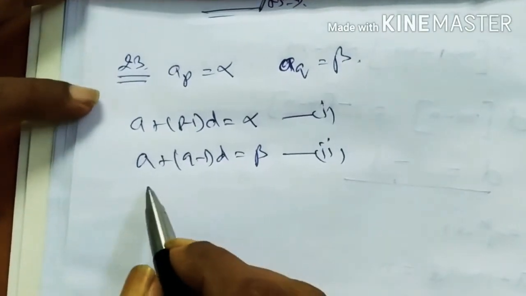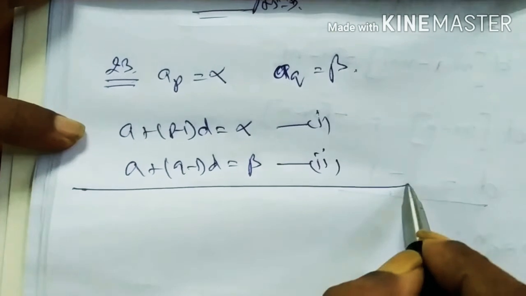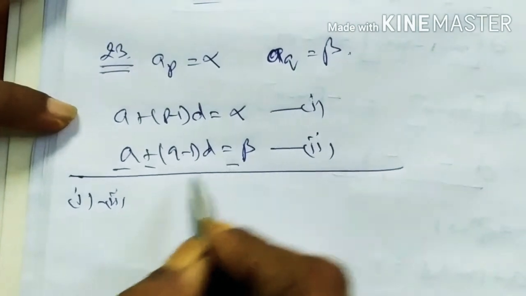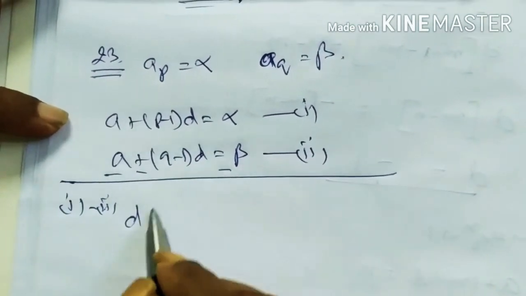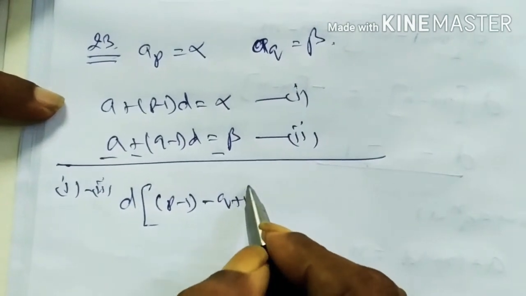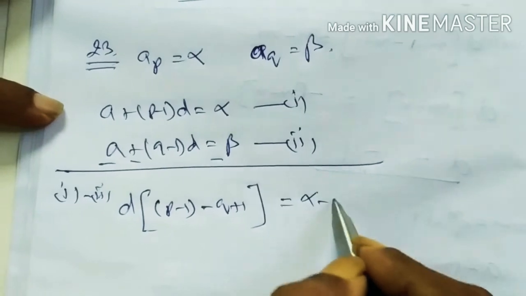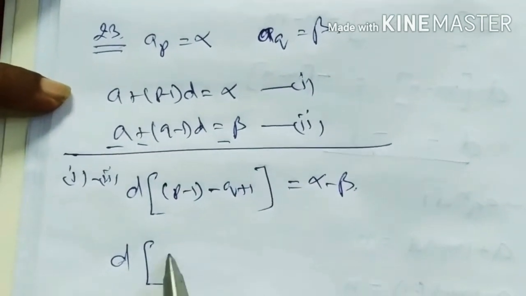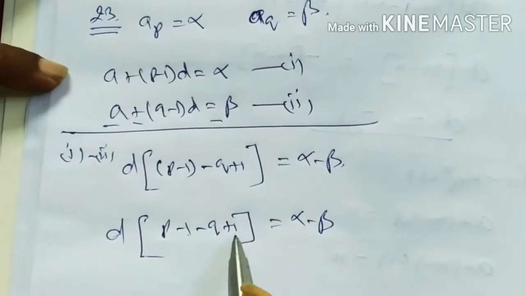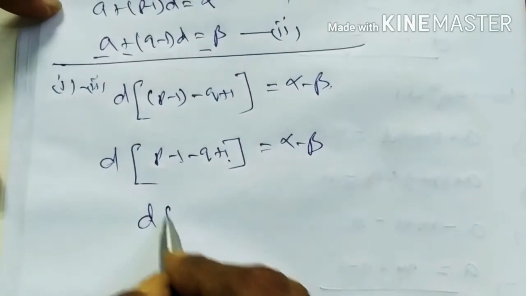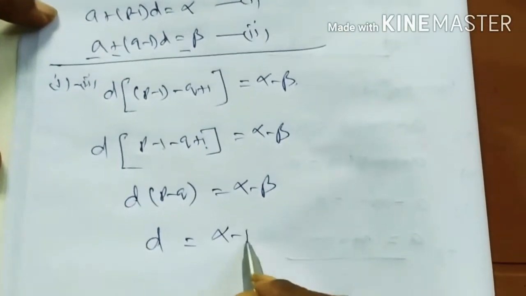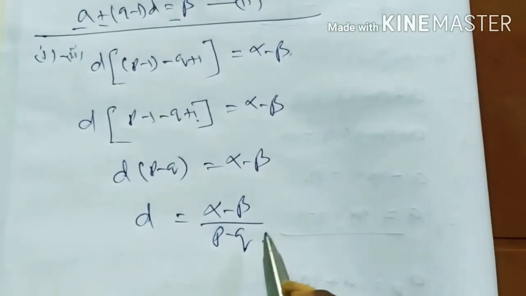Here I am going to find out the value of A and D. I am going to use the elimination method, that is 1 minus 2. Here A cancels out. Now D common: (P minus 1 minus Q plus 1) is equal to alpha minus beta. Minus 1 cancels out. So D(P minus Q) is equal to alpha minus beta. So D is equal to (alpha minus beta) by (P minus Q).